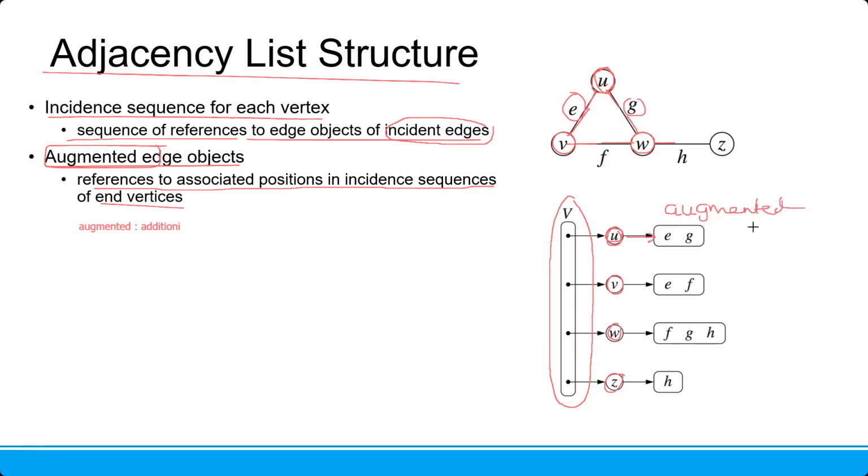This is the augmented edge object, so it contains E and G. V is a vertex, and it contains E and F. W is a vertex, and it contains F, G, and H. For Z, it contains only one edge, which is H. Because this is the adjacency list structure data.